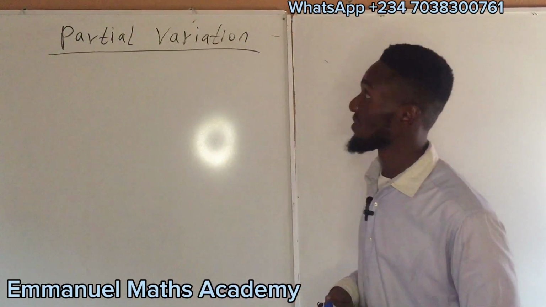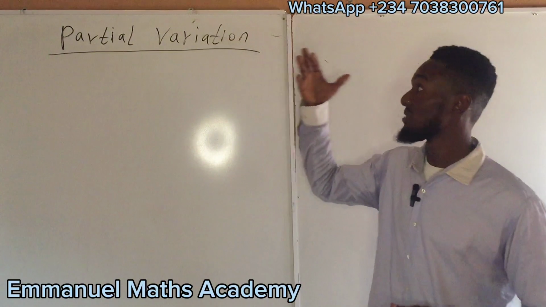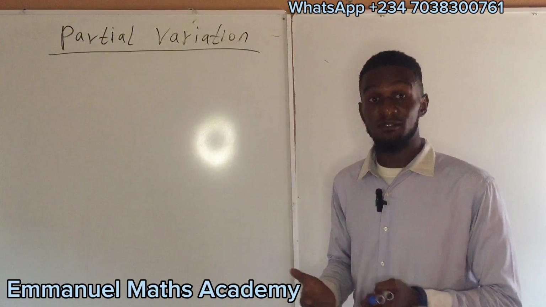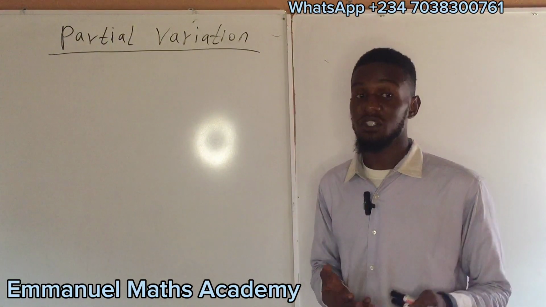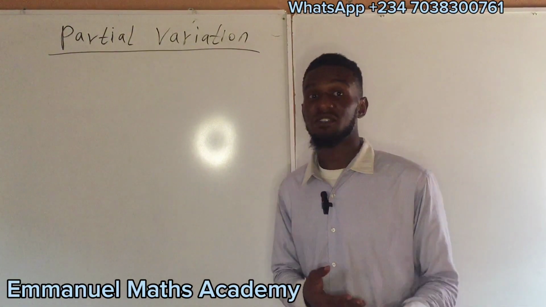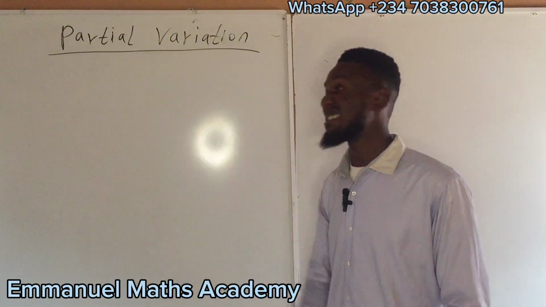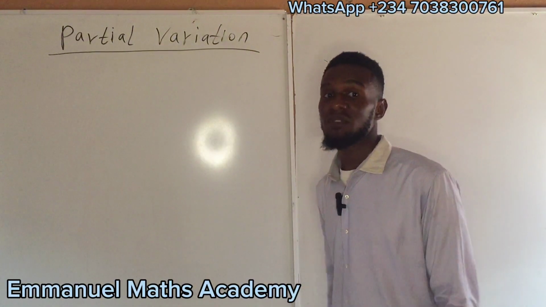So in the previous video, we were able to look at and introduce the topic variation. We looked at the types of variation: direct variation, inverse variation, which is also known as indirect variation, and joint variation. Today we'll be looking at another type of variation, which is the partial variation.